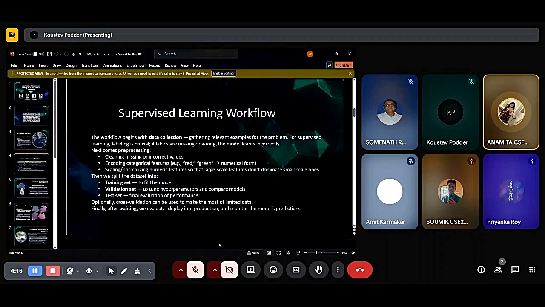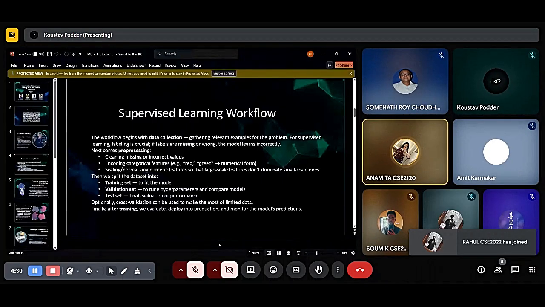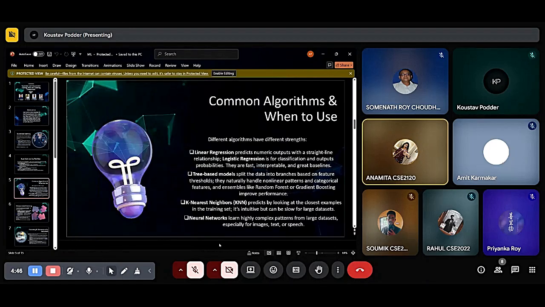Then we split the data set into different sets such as training set, validation set, and test set. Training set to feed the model, validation set to tune hyperparameters and compare models, test set for final evaluation of performance. Optionally, cross-validation can be used to make the most of limited data. Finally, after training, we evaluate, deploy into production, and monitor the model's predictions. Next slide, please. Common algorithms and when to use them.